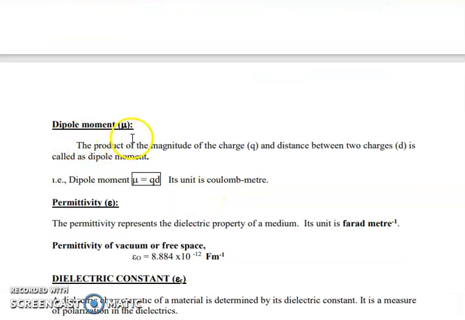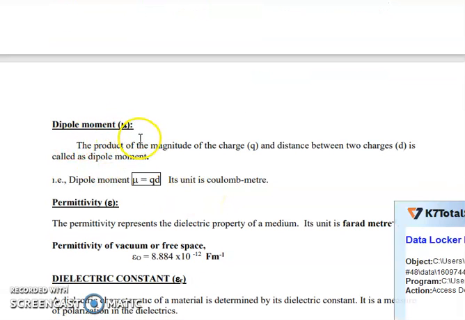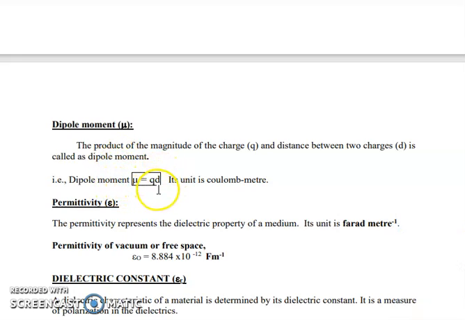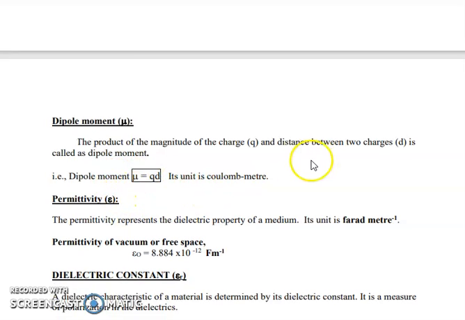Next one, dipole moment, given by the symbol mu. Dipole moment mu is nothing but the product of the magnitude of the charge and the distance between them. So the magnitude of the charge is q, the distance between the two charges is d. Therefore, dipole moment mu is equal to q into d. The unit of charge is coulomb, the unit of distance is meter. Therefore, the dipole moment unit is coulomb meter.